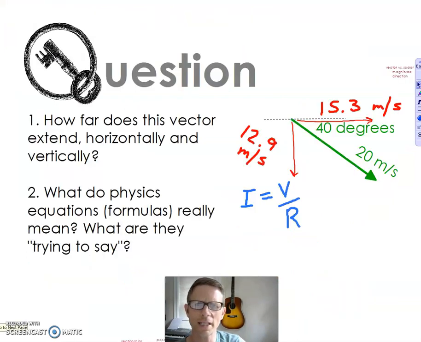So back to our key question. How far does this vector extend horizontally and vertically? Well, when you draw these in, make a right triangle out of it. This piece completes a right triangle. And when you do the right triangle trigonometry to get these two components, you get 15.3 meters per second horizontally, also to the right, and you get 12.9 downward.